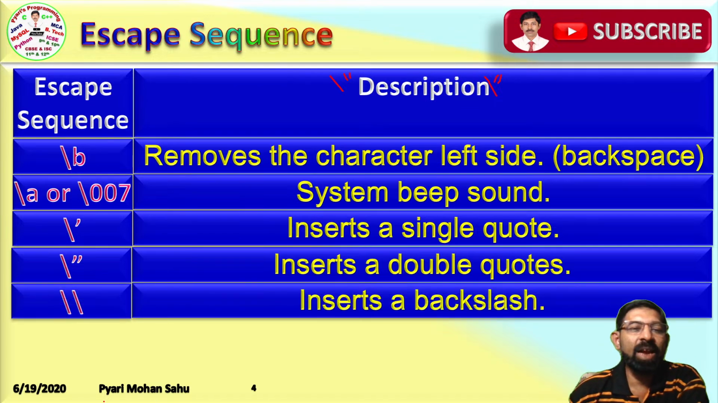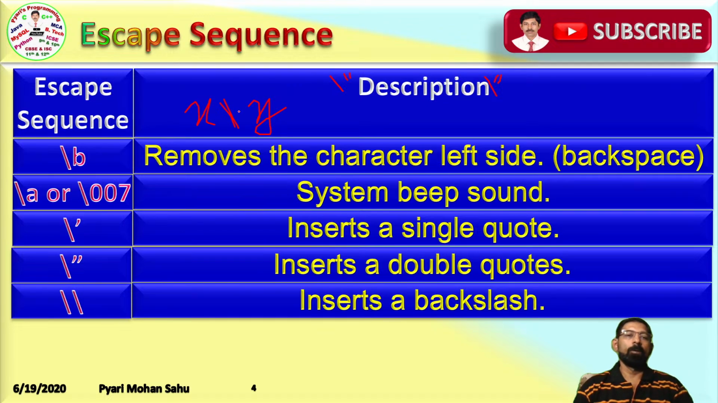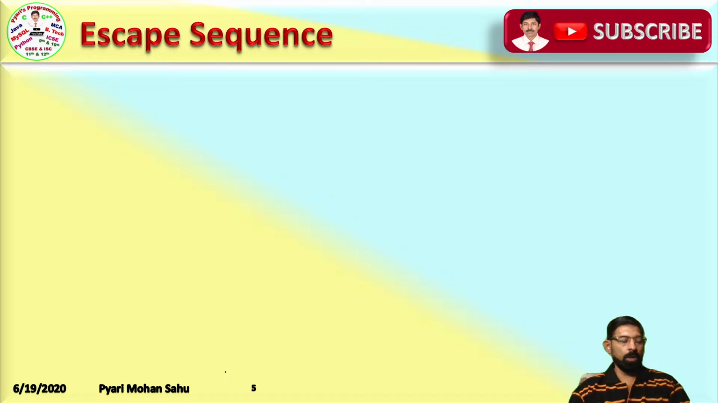Double backslash is used to put a backslash. Suppose I want to display x backslash y in my output. In that case, I will use double backslash in my code. So let me show you all those things in the Java IDE.